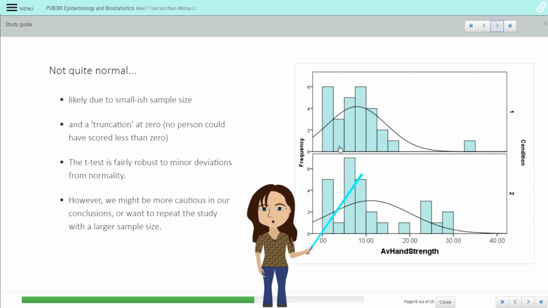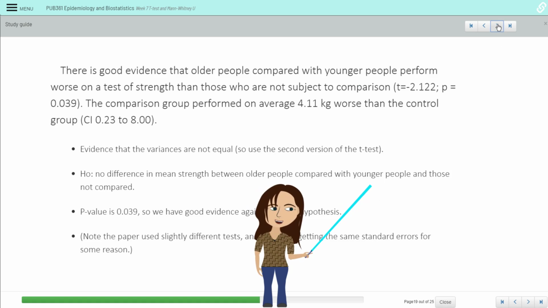And we can see that the data in this case is actually not quite normal. And that's because we've got this truncation at 0, so you can't get hand grip strength less than 0. The t-test is fairly robust, and part of this will be caused by the fact that they've got fairly small sample sizes, 28 I think in each group. So we might be a bit cautious in our conclusions. We might not want to draw very strong conclusions based on this, but it's probably still okay to go ahead and use the test.